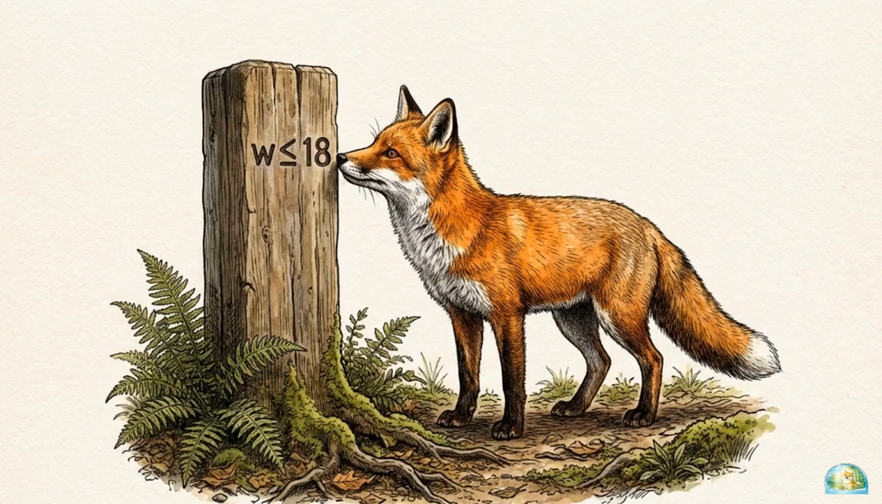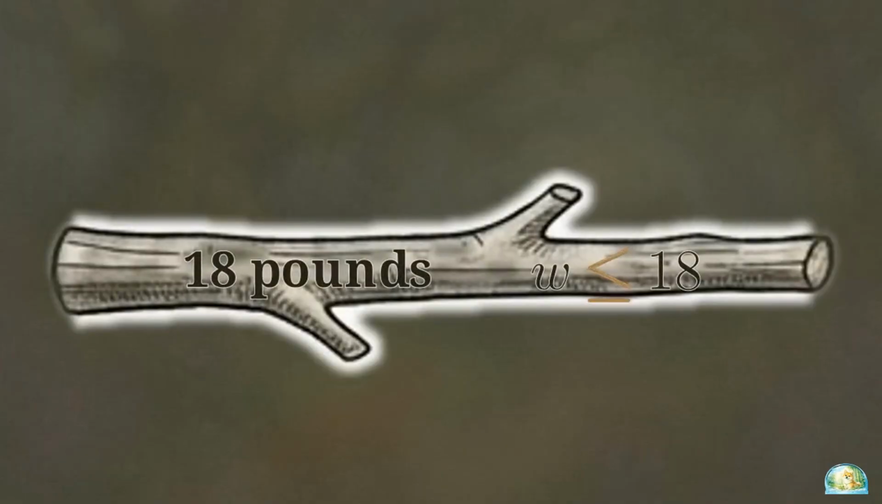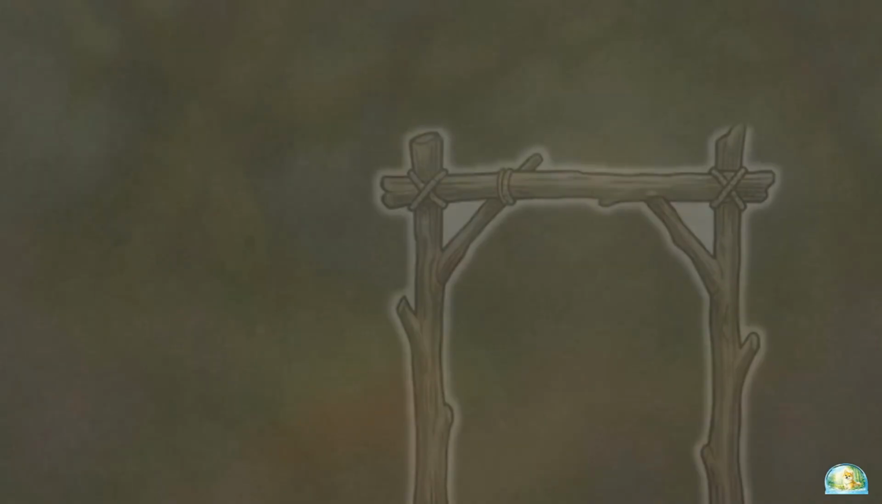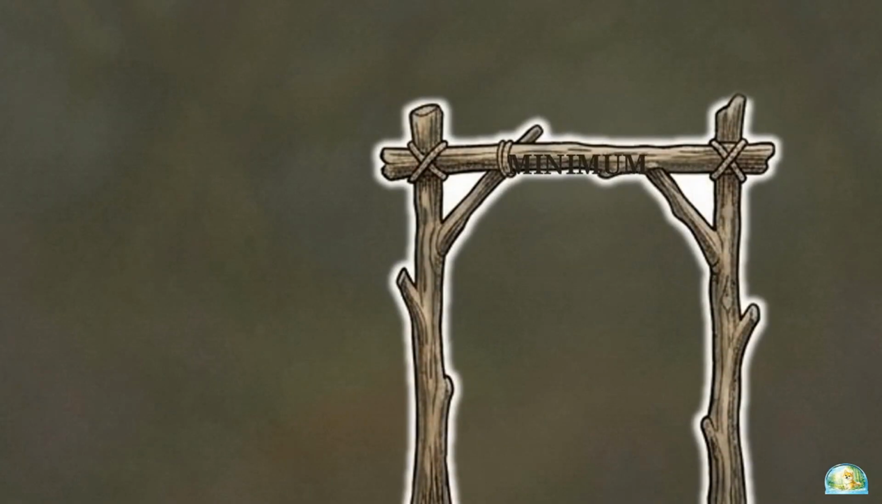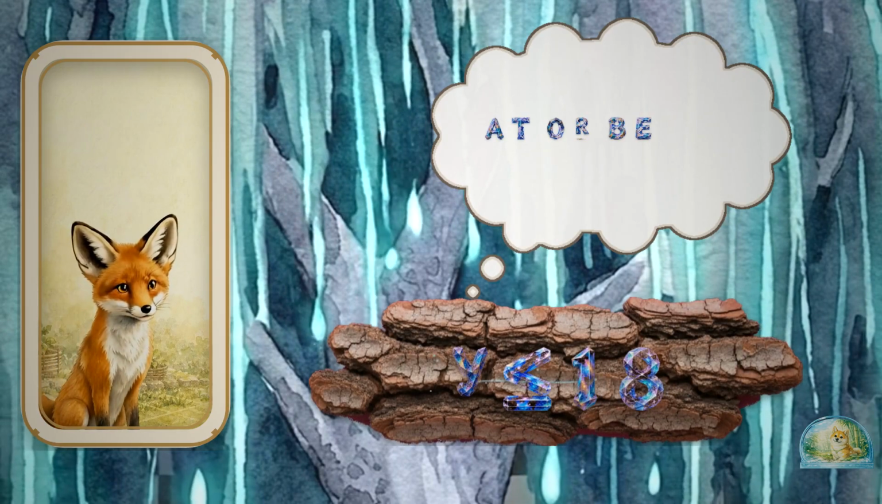The mathematical notation acts as an exact record of the physical limit. The inequality is W less than or equal to 18. The less than or equal to symbol is used because a hard maximum includes the boundary number itself. 18 pounds is a valid weight. Further down the path, we reach a branch gate with a minimum height rule. Less than or equal stays at or below the gate.